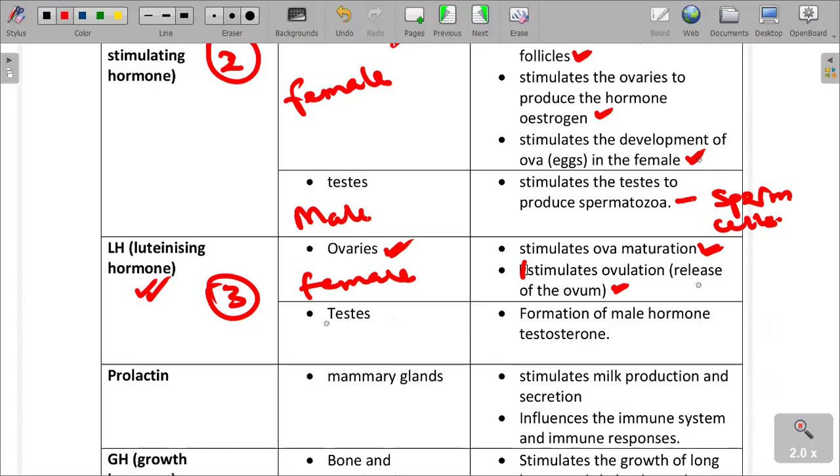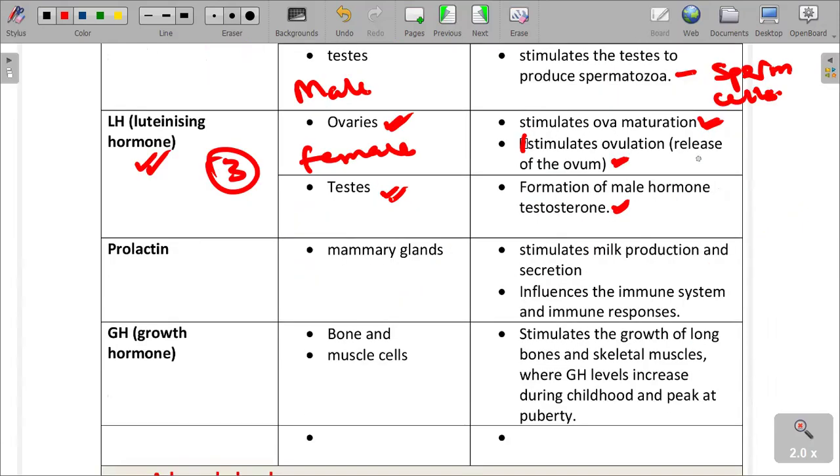In terms of the male, it targets the testicles and the formation of the male hormone testosterone. It causes the testosterone hormone to be produced. Now we want to look at the prolactin hormone, which also comes from the pituitary gland. The prolactin hormone targets the mammary glands.